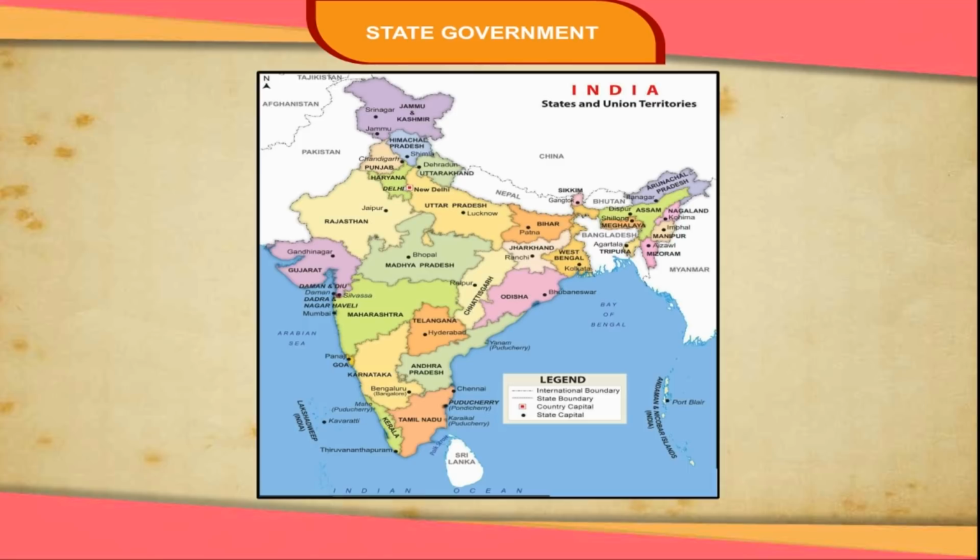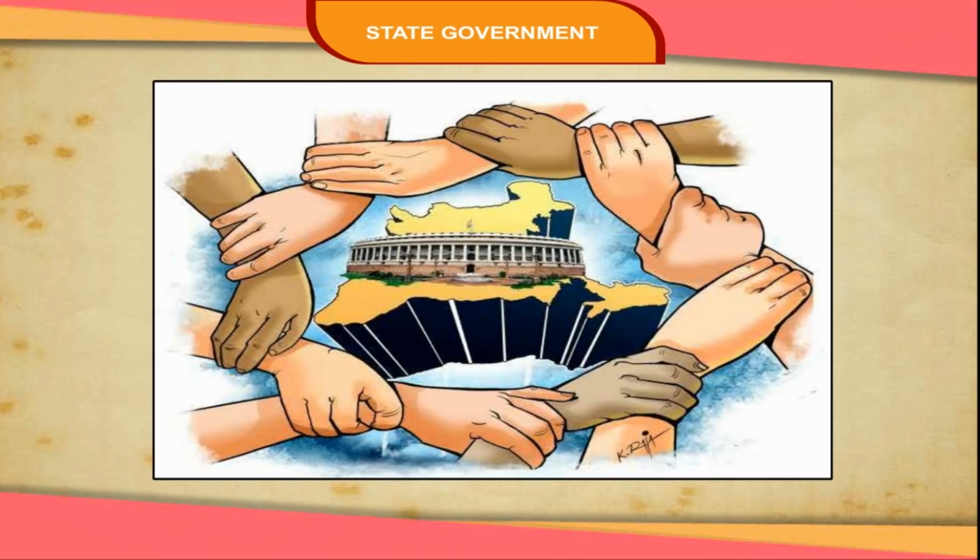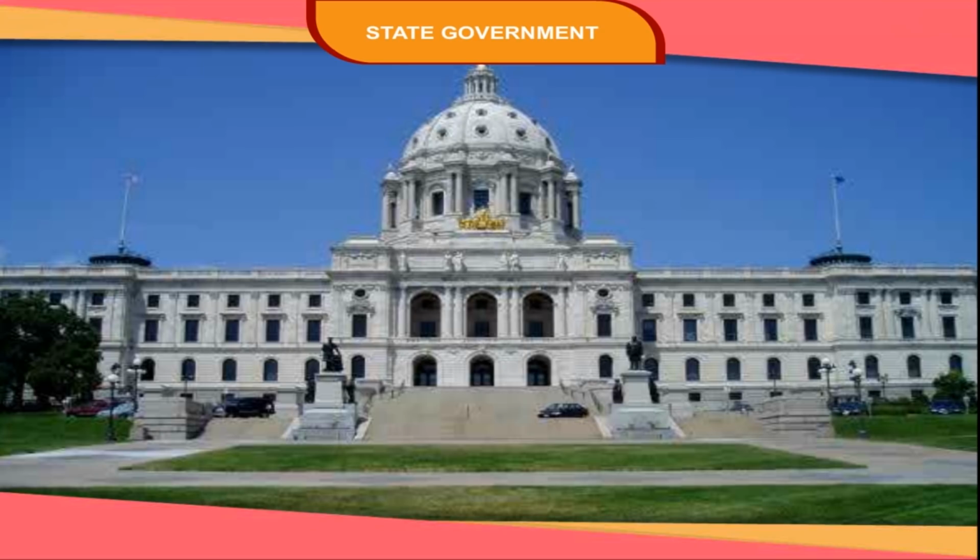State government. India has a federal setup, which means that we have two levels of government. One is meant for the entire country, called the central or union government, and the other works at the state level, called the state government.